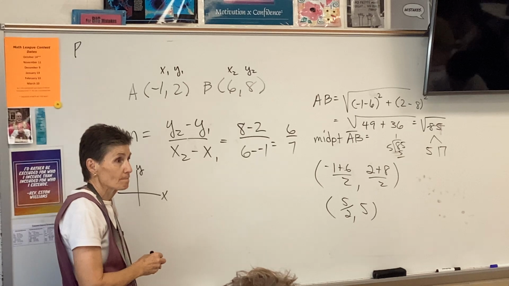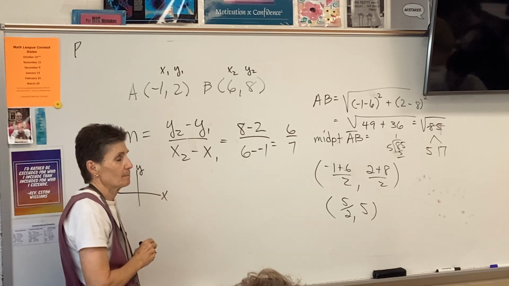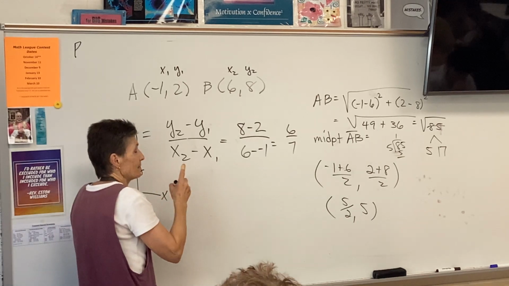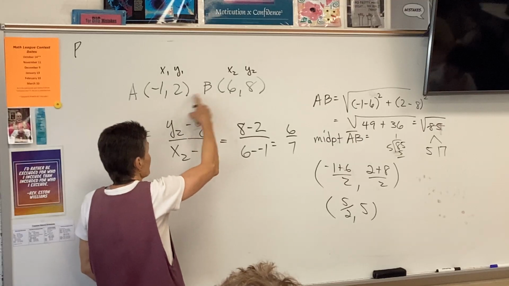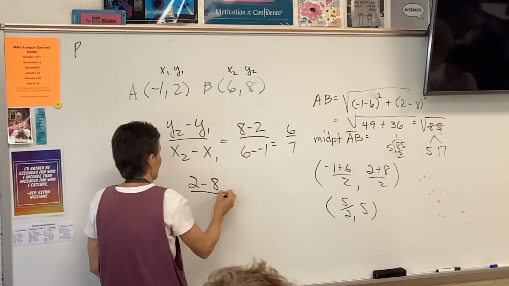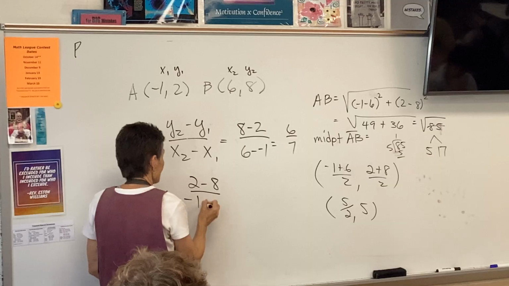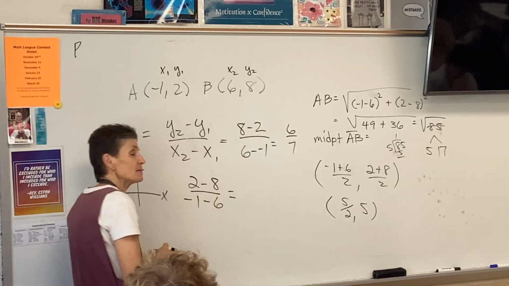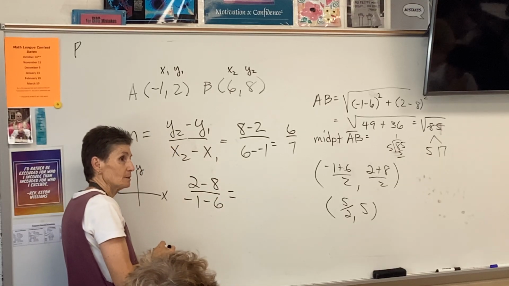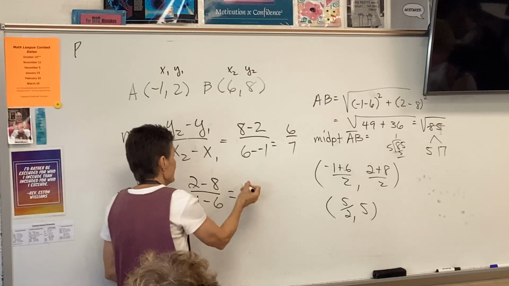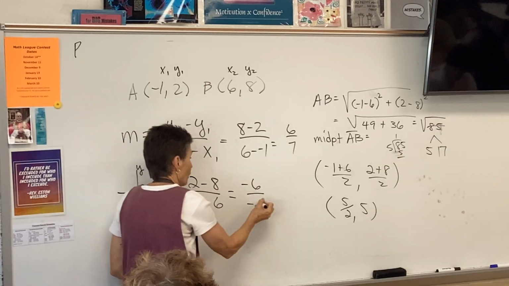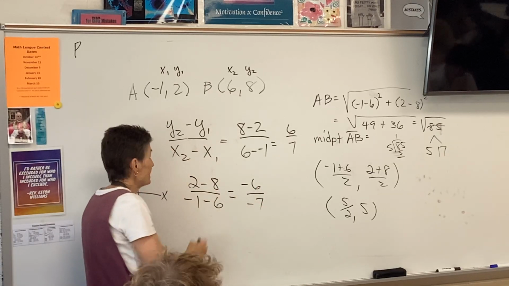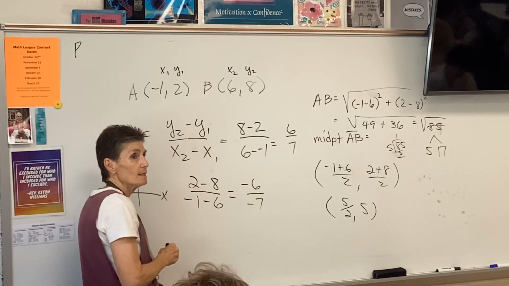Okay. Now I want to show you something. What if I subtracted the other way? What if I did 2 minus 8 and negative 1 minus 6? Do I get the same answer? I get negative 6 over negative 7. Is that the same as I got before? It's 6 over 7. Yeah.